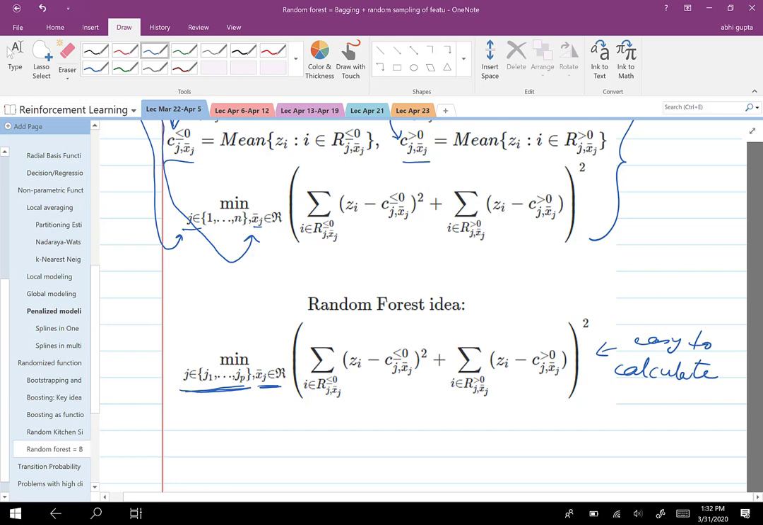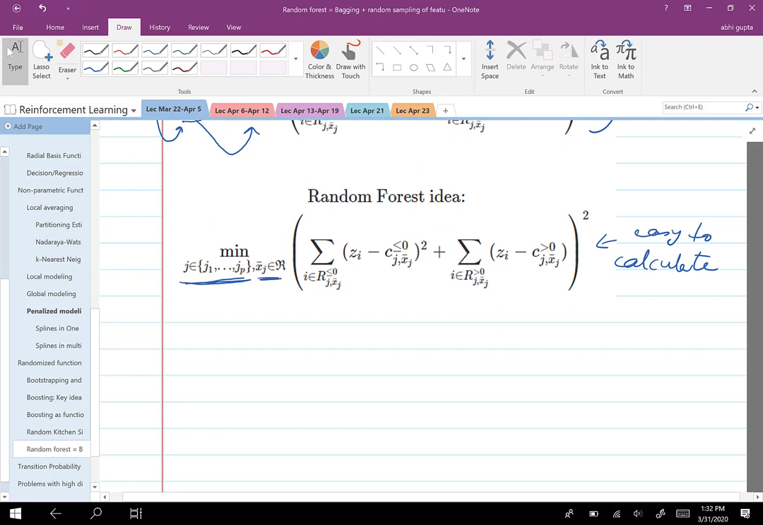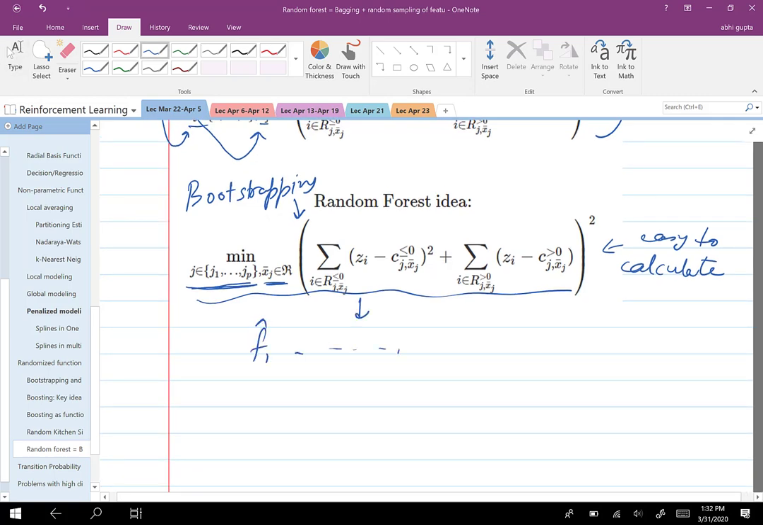You come up with different data subsets and different coordinates to solve this problem, and then you get a large number of regression functions f hat 1 to f hat m. So you do bootstrapping, then you apply this particular algorithm, and you get f hat 1 to f hat m. Assuming you have m possible data subsets, now you have a large number of decision trees or regression trees.